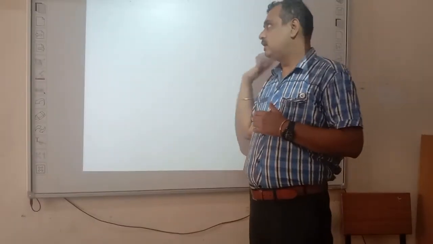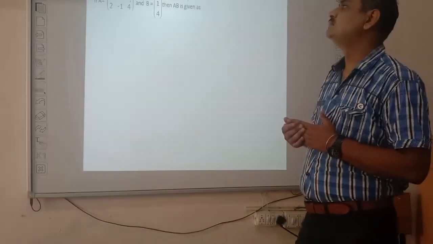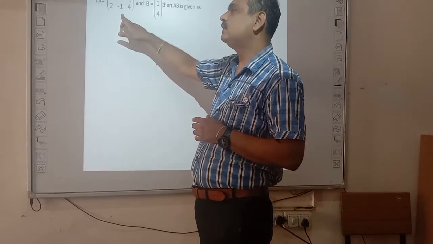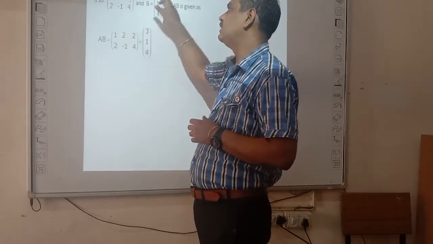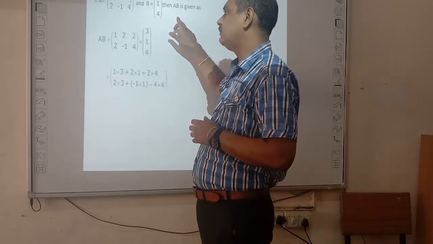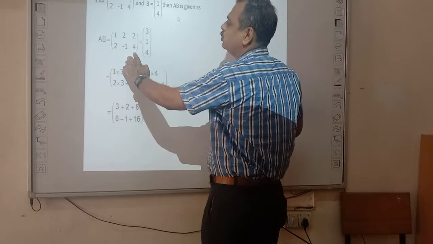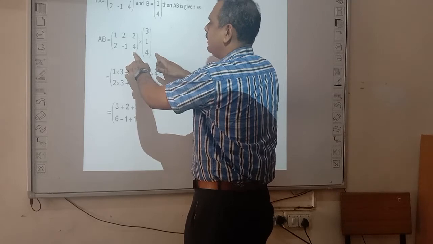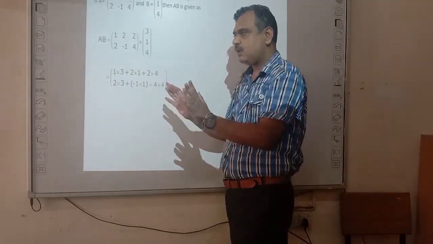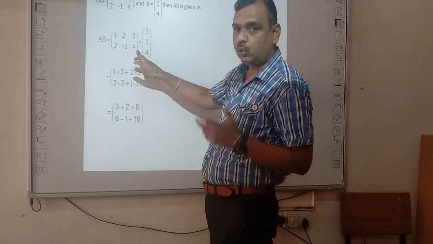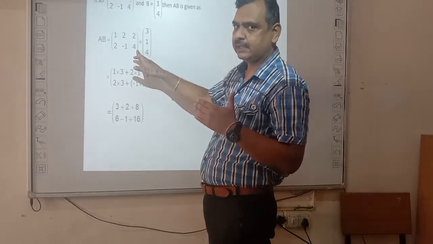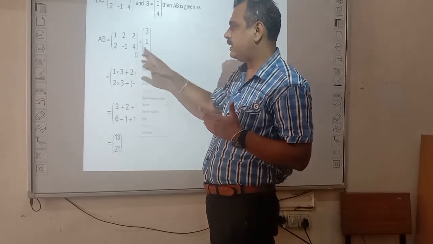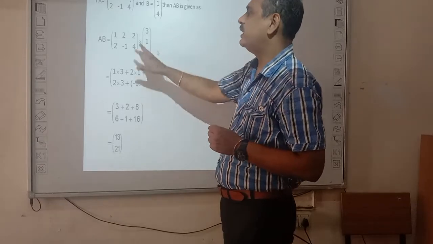Let's explain, taking one example. What is the order of this A? Its order is 2 into 3, because we have 2 rows and 3 columns. And what is the order of this? 3 into 1. So when we talk about 2 into 3 and 3 into 1, the 3 is the same. Because here in 2 into 3, the column number is 3, and in 3 into 1, the row number is 3. So its column number and its row number should be the same. Then you can multiply it.